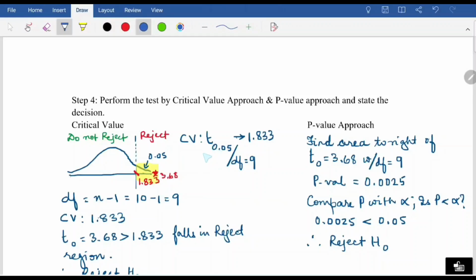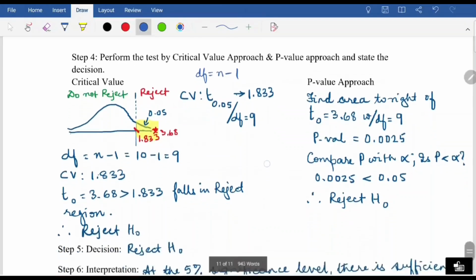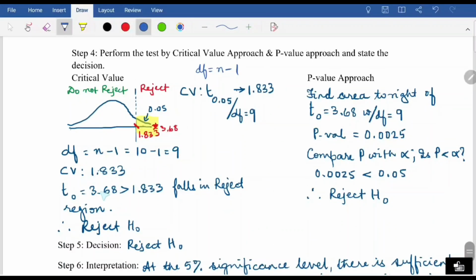Now we do our two approaches. What is the CV? The CV is t of 0.05 with DF equals n minus 1. For paired populations, the formula for the DF is n minus 1, and therefore we have DF equals 9. Then we come to our evidence, which is the test statistic. We see it's greater than 1.833. It falls in the reject region. Therefore, we reject the null hypothesis.